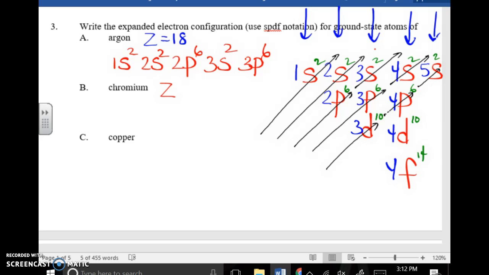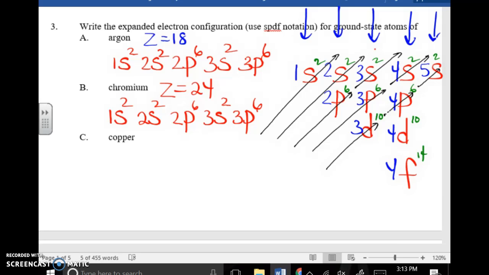Chromium is atomic number 24. The first 2 go in the 1s. The second 2 go in the 2s. The next 6 go in the 2p. The next 2 go in the 3s. The next 6 go in the 3p. That leaves us with 6 more. We now get to the 4s. I put 2 there. And now notice I get to the 3d. And I can put 4 there.